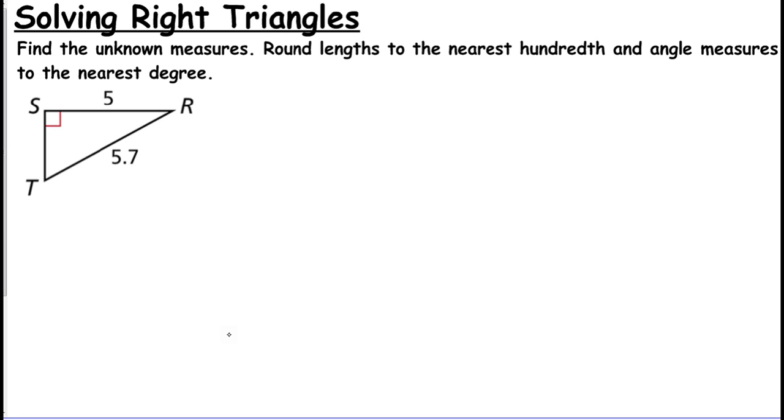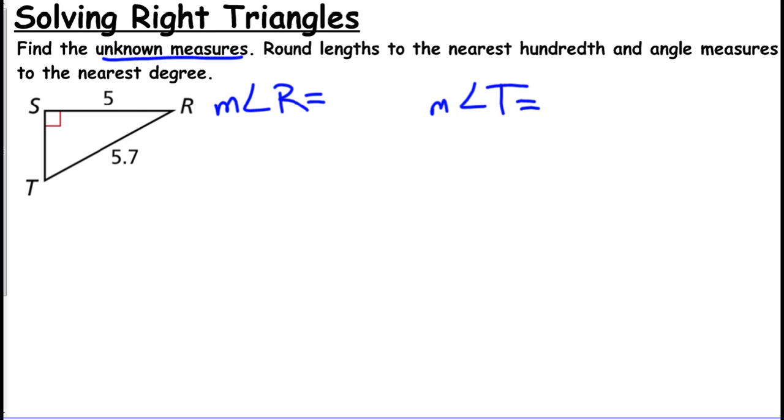In our very first example, we're trying to find the unknown measures, and we have to remember there are 3 angles and 3 sides in a triangle, right? So we have angle S, angle R, and angle T. We currently have angle S. Angle S is a 90-degree angle. You can see it because we've got the little red box, which I've now made blue. You know that angle measure. The other 2 measures, of angle R and angle T, we don't know. Officially, I should have an M in front of each because it says measure of angle.